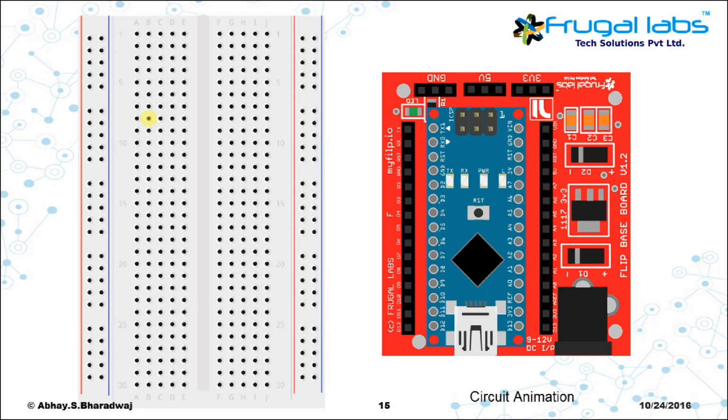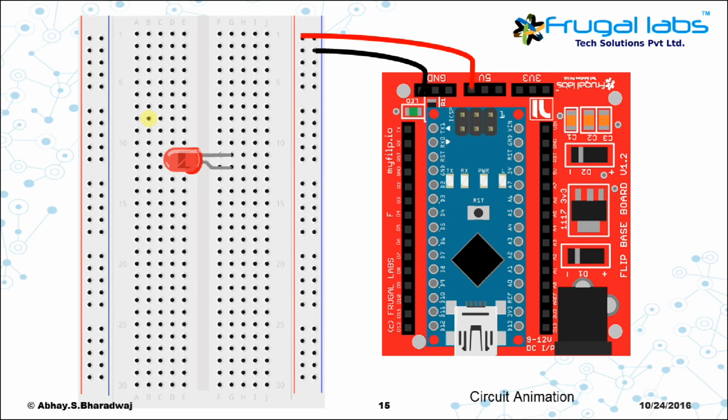Keep the Flip baseboard and the breadboard side by side to each other. Take a jumper cable and connect the 5 volts pin to one of the power rails of the breadboard. Take a second jumper cable and connect the ground pin to another power rail of the breadboard. Make sure that the positive 5 volts and the negative ground power rails are different. Make sure the wires do not intersect each other.